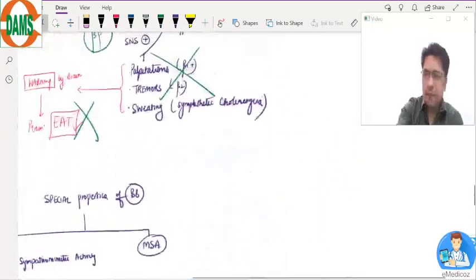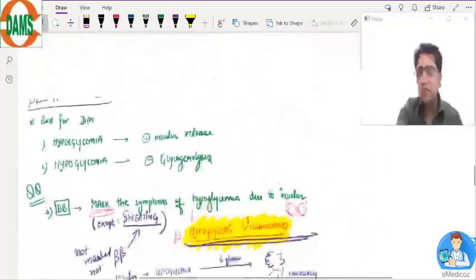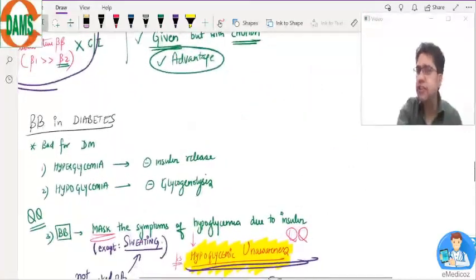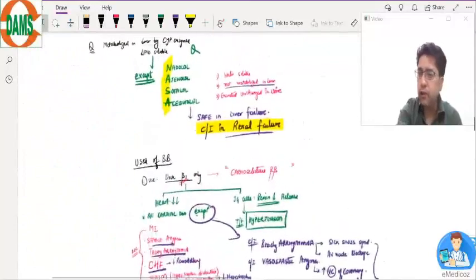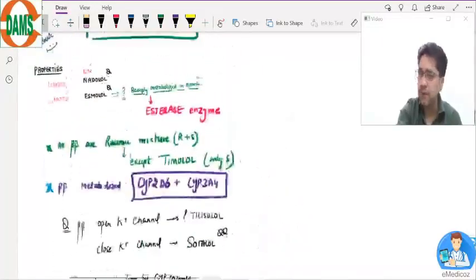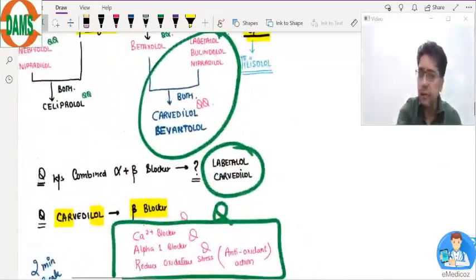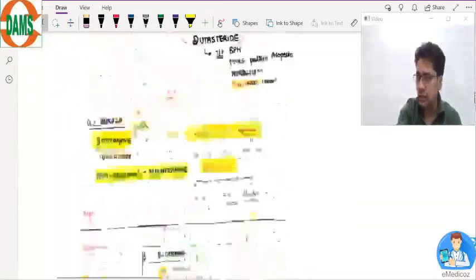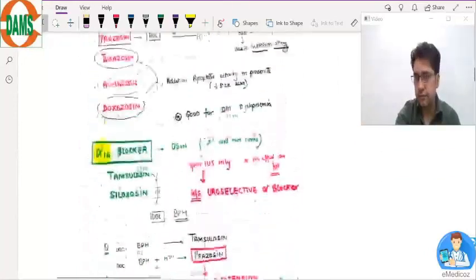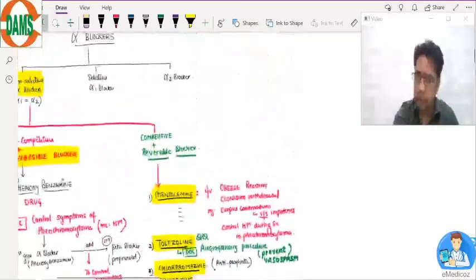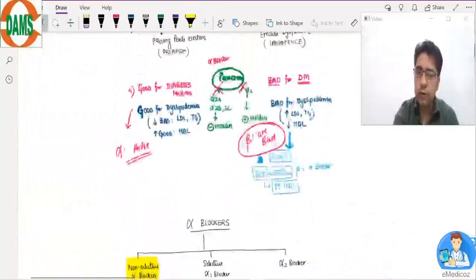See, there are many beta blockers. You can't remember each one of them. So what I have told you is sufficient for you. Don't go beyond it. You are just an undergraduate. You cannot remember more than this. If you remember this only, that will be more than enough. That will solve all your questions. So don't go beyond it.